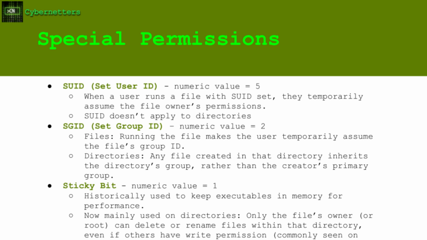And then you have the sticky bit, using the numeric value 1. It was historically used for keeping executables in memory for faster performance, and it's now mainly used on directories, where it prevents users from deleting files they don't own, even if they have access to the directory. One common example is /tmp, where anyone can write files, but only the owner can delete them. Think of lockers at a gym. You can store your stuff, but only you can remove it, even though others can use the space.